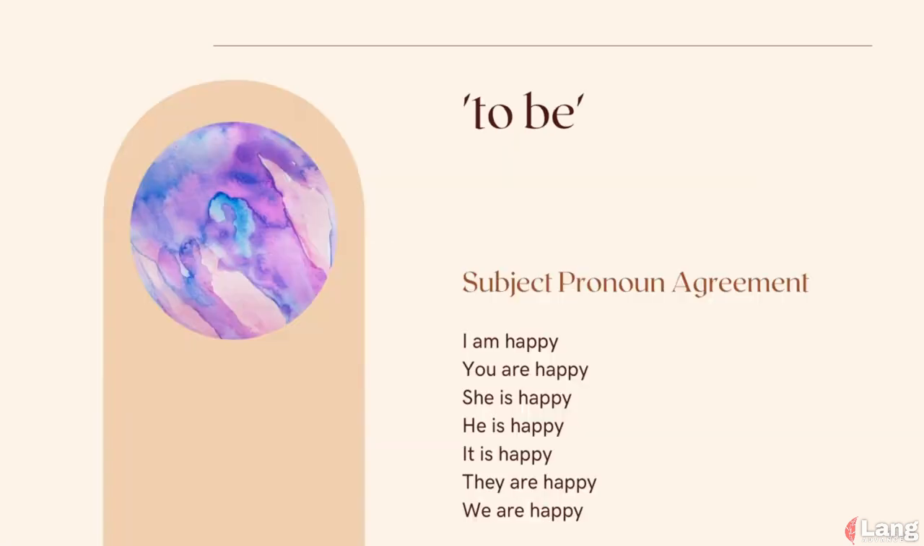So when we use to be, we have to be careful about subject-pronoun agreement. So the pronoun changes the verb. I am happy. You are happy. She is happy. He is happy. It is happy. They are happy. We are happy. So it's either am, are, or is.